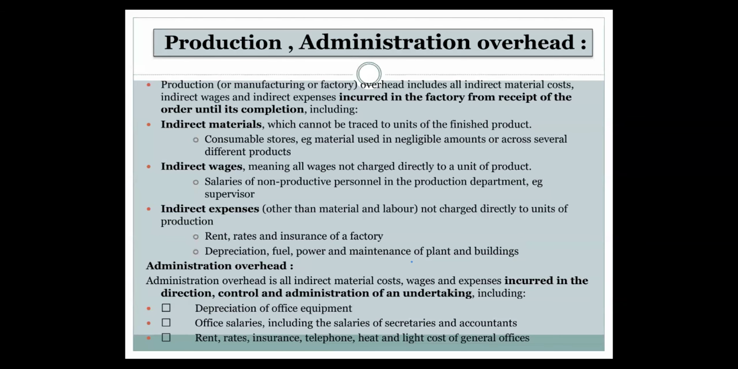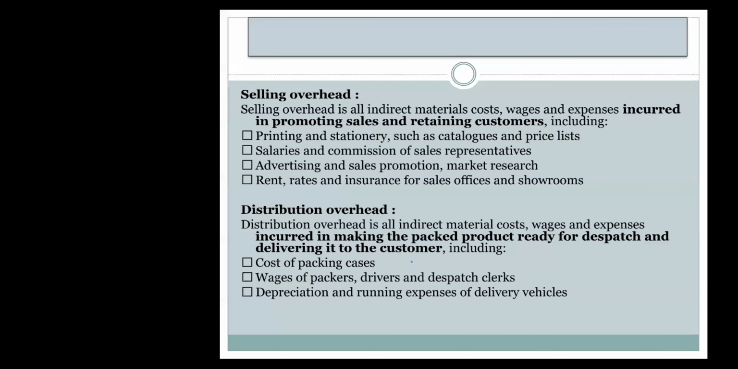And administrative overhead includes depreciation of office equipment. As we know, for production we need some equipment, for office maintenance we need some equipment, and furniture also in factory and in office. So these equipment or assets, the fixed assets, are depreciated year by year. Depreciation of equipment is charged as administrative overhead. Office salaries, including salaries of secretaries and accountants, rent, rates, insurance premium, telephone, heat and light cost of general offices, are also treated as administrative overhead.